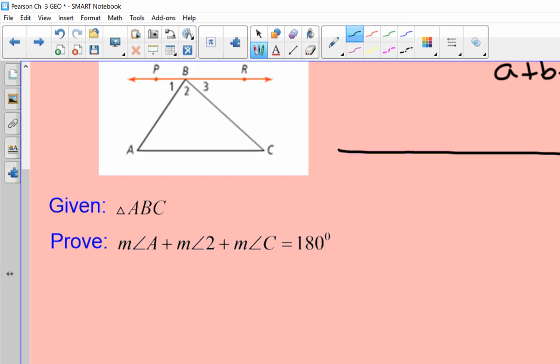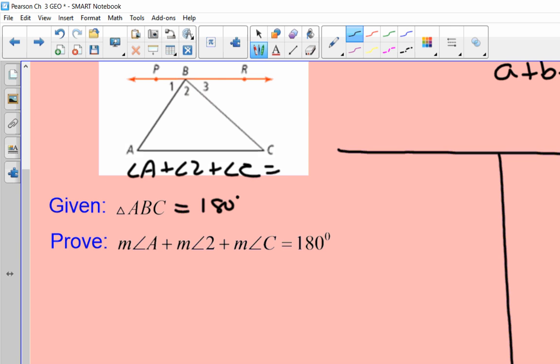All right, once you've got that picture drawn, you're going to go ahead and draw a two-column proof. We're given that you have a triangle ABC. So one, you have to know that all those angles are going to equal 180 degrees. In this case, it's going to be angle A plus angle B plus angle C is equal to 180.